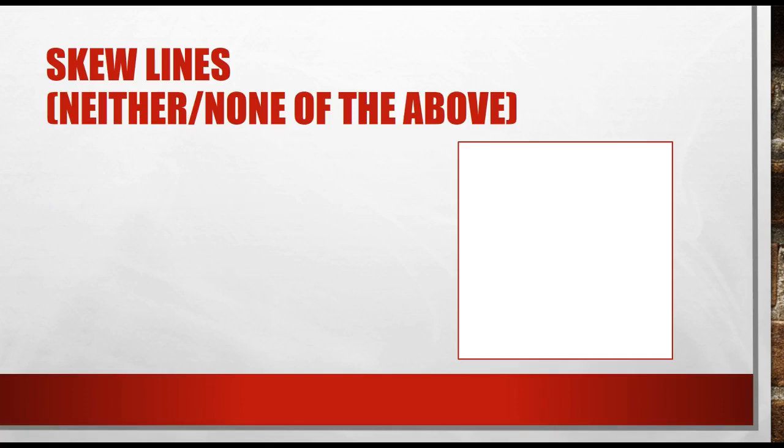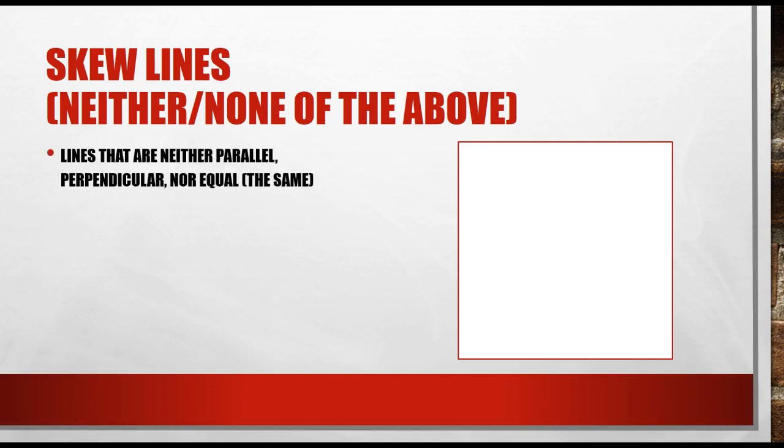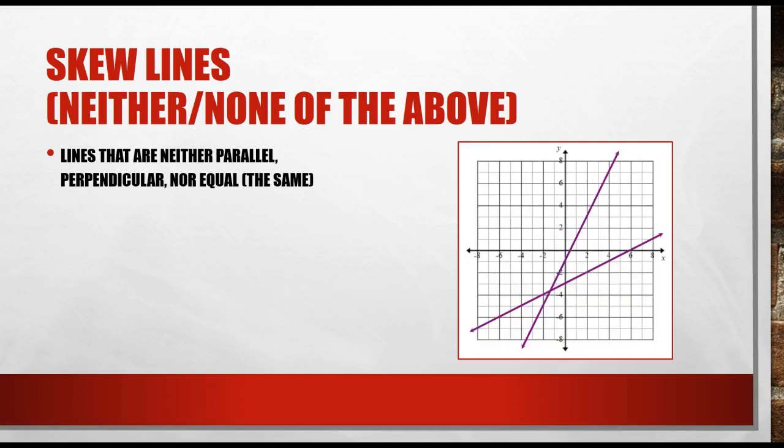We also have a description of what happens when lines randomly intersect, not in a special case. Those are called skew. Sometimes they're neither or none of the above. And that just means that they're not parallel, they're not perpendicular, and they're not equal. So they would just be randomly intersecting.